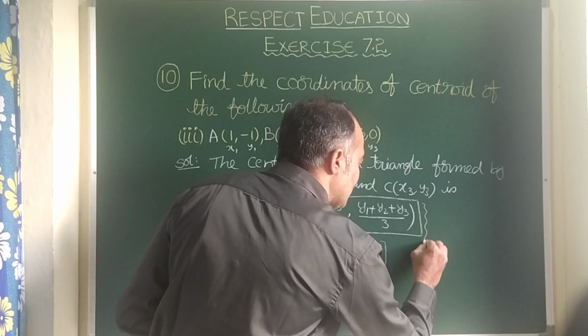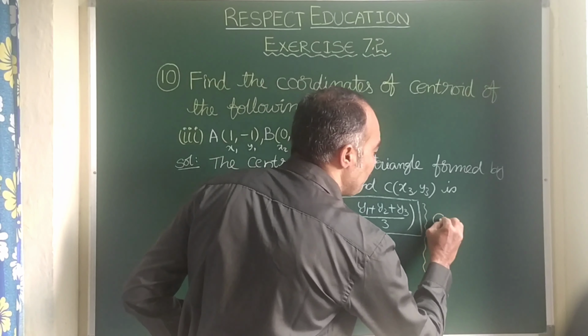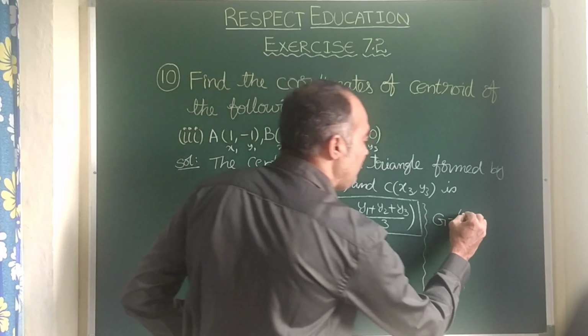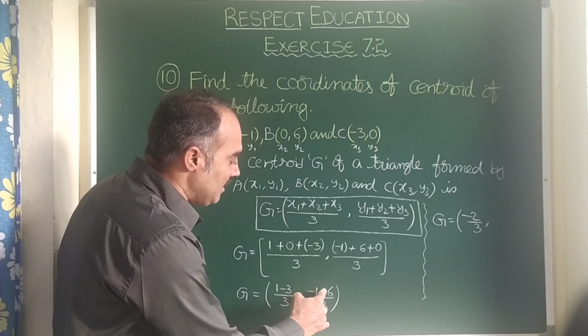So here let us conclude the problem. G is equal to 1 minus 3 is minus 2. So minus 2 by 3, x coordinate is minus 2 by 3. Here minus 1 plus 6 can also be said as 6 minus 1. 6 minus 1 is 5. So it is 5 by 3, right. Now this is the centroid of the triangle which is formed by given these 3 points. With this 10th problem gets completed.